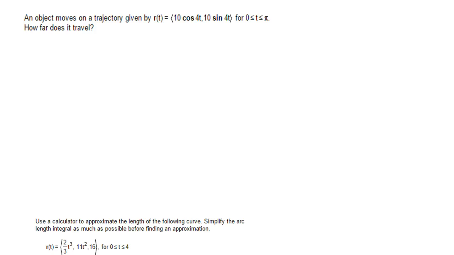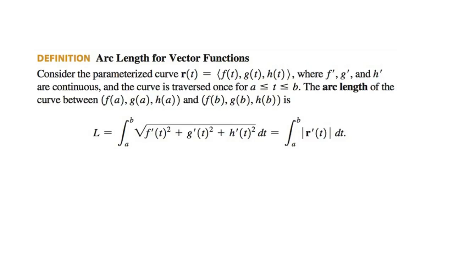Okay, so these are some examples from your homework just to practice. So this is our trajectory. If we find the derivative, if this is a position, and we're talking about speed, or the magnitude of its velocity, then the derivative would be velocity, and the absolute value of velocity is speed.